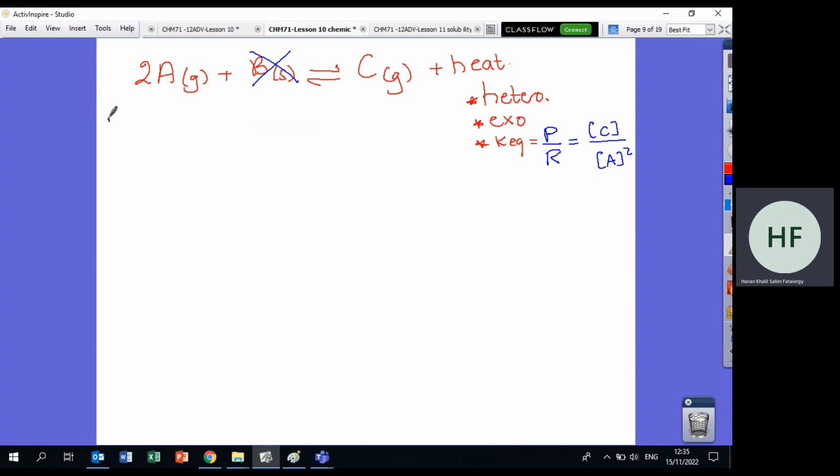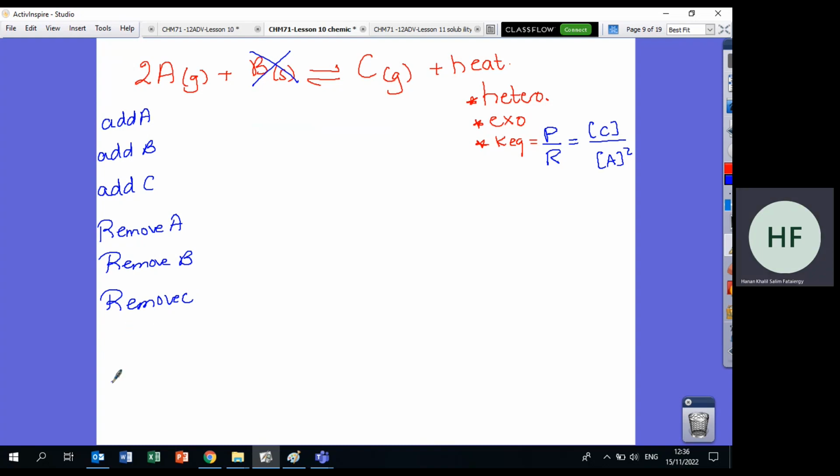Okay? Now, what happens when we add A? What happens when we add B? What happens when we add C? What happens when we remove A? What happens when we remove B? What happens when we remove C? Okay, now this is the first effect.